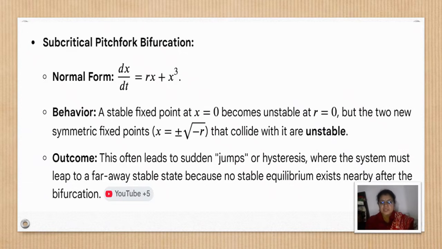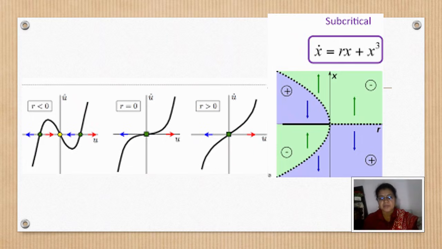Now this often leads to sudden jumps or hysteresis, where the system must leap to a faraway stable state because no equilibrium exists. So this behavior is seen here. For r less than 0, we are going to have 3 fixed points. For r greater than 0, we will not have the 3 fixed points, but we will have only 1 fixed point, which is an unstable fixed point. Now that same is explained with the help of the bifurcation diagram also.